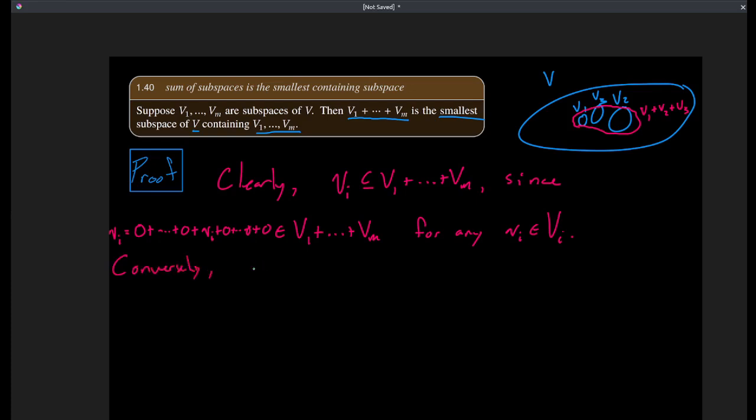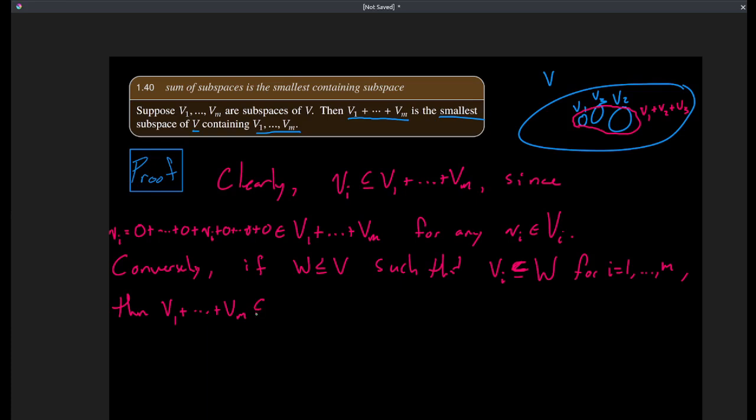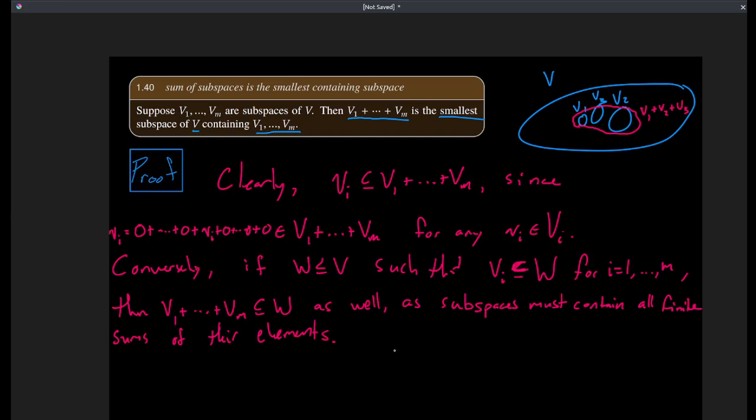Conversely, if W is a subspace of V such that Vi is contained in W, I won't even say is a subspace of yet, is contained in W, for i equal to 1 up to m, for all the i's, then V1 plus through Vm is contained in W as well, as subspaces must contain all finite sums of their elements. That is, subspaces are closed under addition.